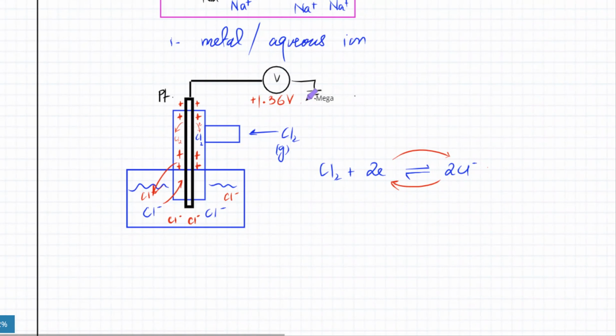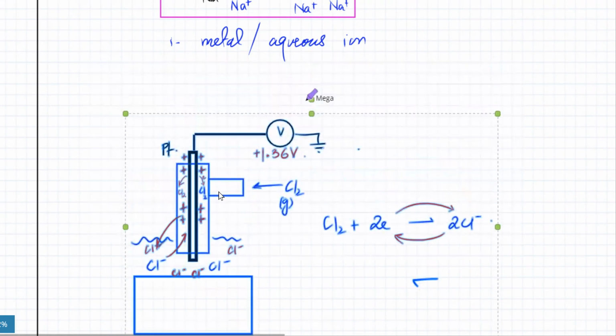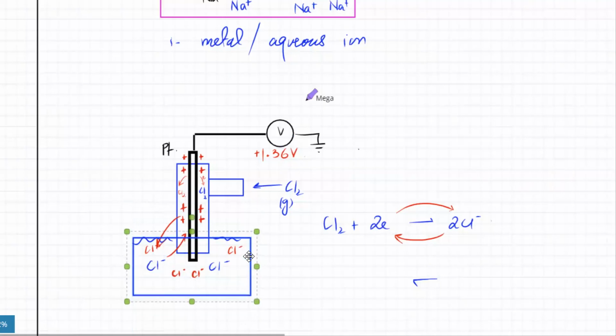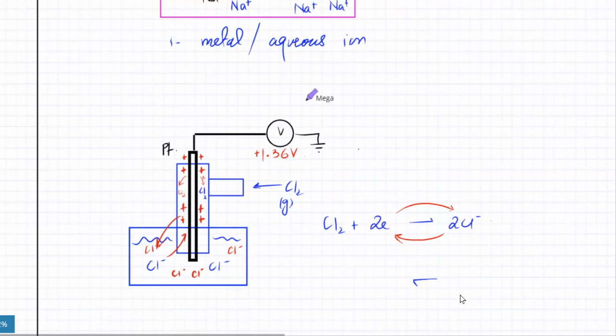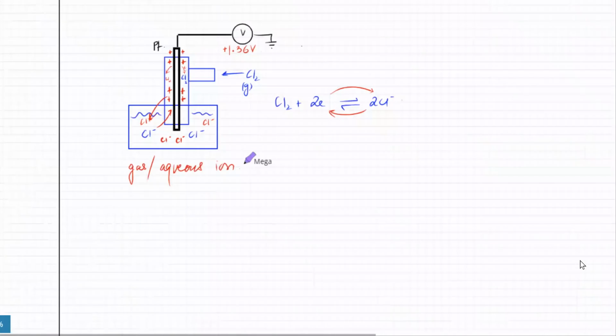Now, this specific electrode that I drew is a gas plus aqueous electrode. Whenever you have a gas, you're going to have a gas jar, and there's going to be a platinum electrode. And now there's a third type of electrode.